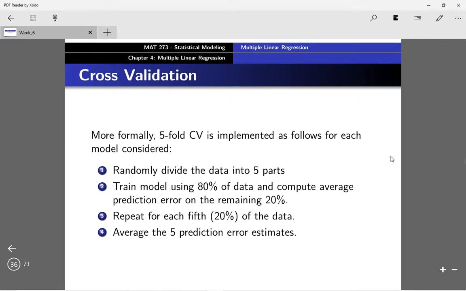Okay, and so there are 5 different parts of the data that we can leave out, 5 different fifths, or 20% portions of the data. So we can repeat this process for each one of those pieces, using a different test set each time. And then we can get the average prediction error across those 5 different folds. And the idea is we want the model that has the smallest average prediction error. We want the model that does the best when it's predicting data that it wasn't fit on.